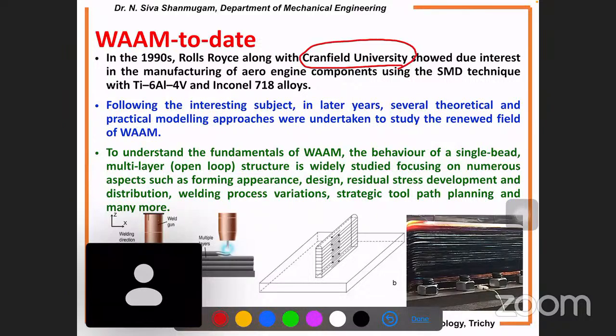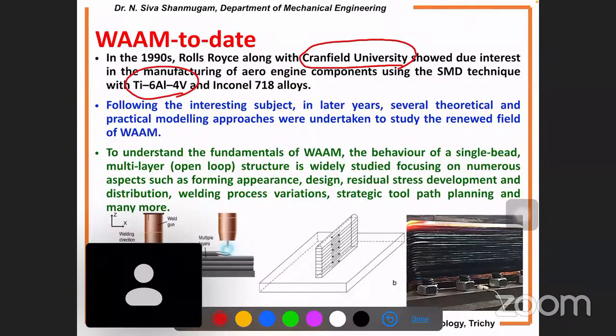They used it in 1990 itself. They used titanium alloy. Still, we are finding it difficult. You need the entire build area covered with an inert atmosphere, maybe a combination of helium and argon, or the purest form of argon, or pure helium gas. And you can work with high wear resistant materials like nickel alloys, Inconel 718 alloy. Following this interesting subject, in later years several theoretical models, analytical studies, and practical modeling approaches were undertaken to study the renowned field of WAAM.